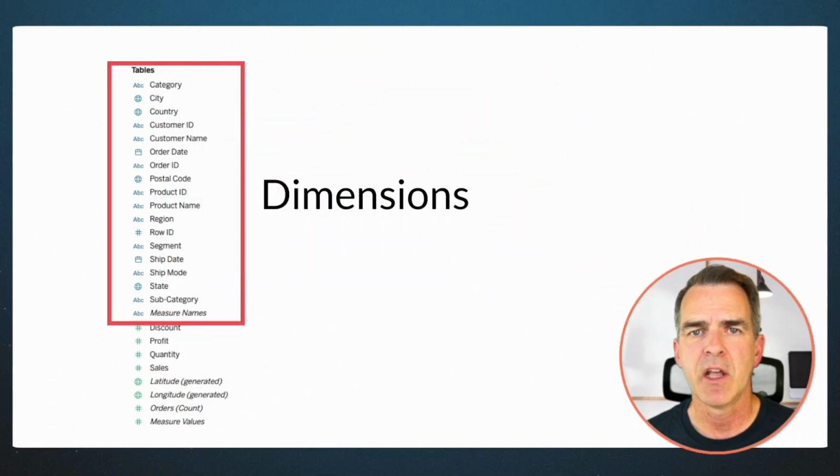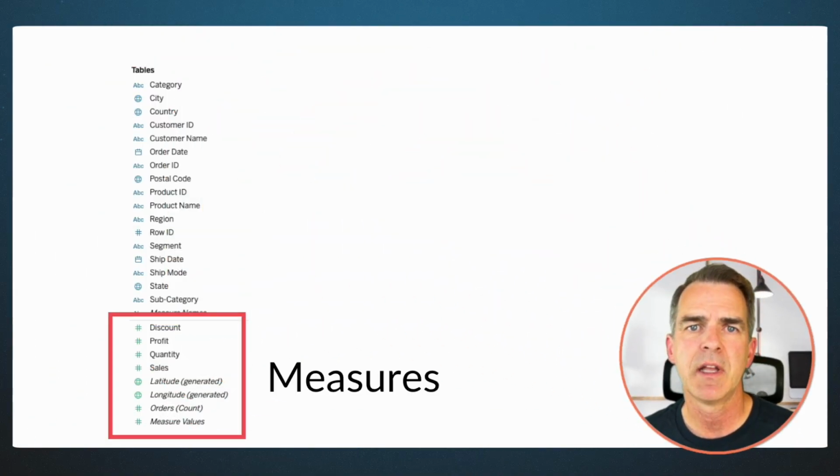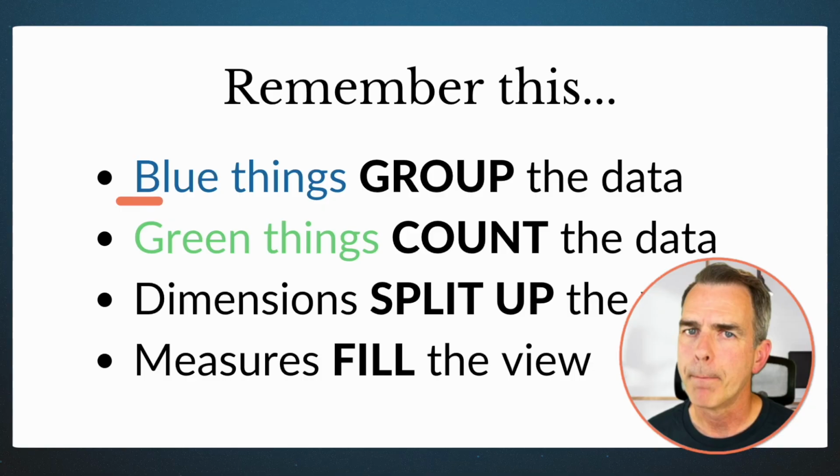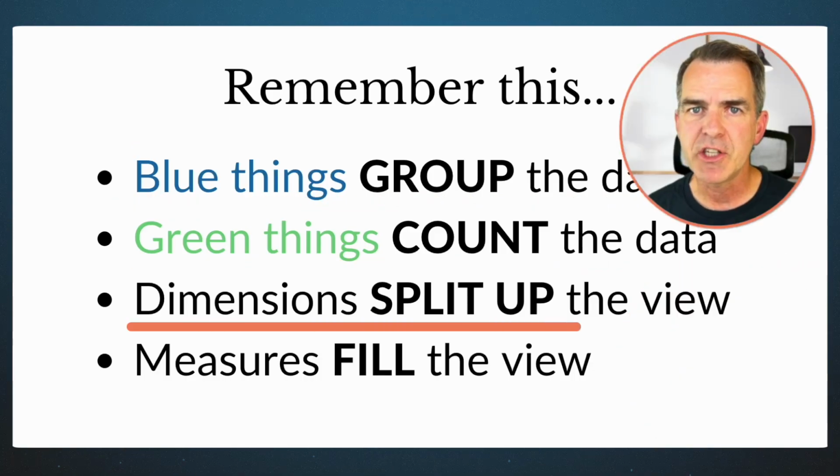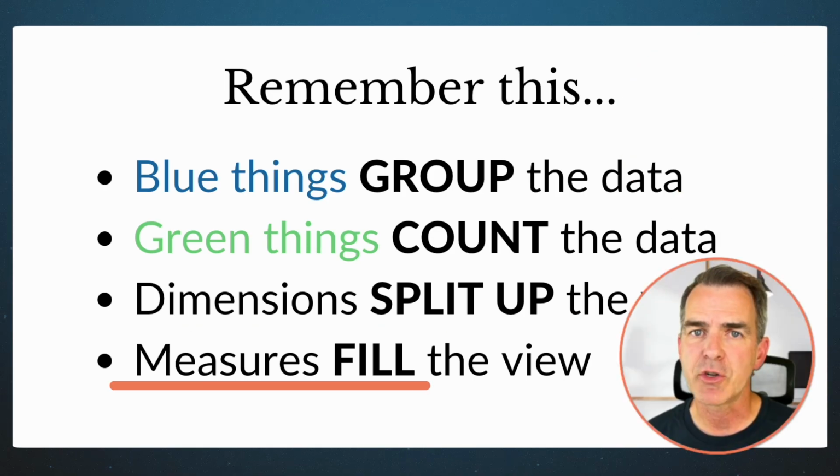In our data pane, we have dimensions at the top and measures at the bottom. If there's only one thing I want you to take away from this video, it's this. Blue things group your data, green things count your data, dimensions split up the view, and measures fill the view. I'm going to explain all of this to you to make sure you understand blue versus green in Tableau.